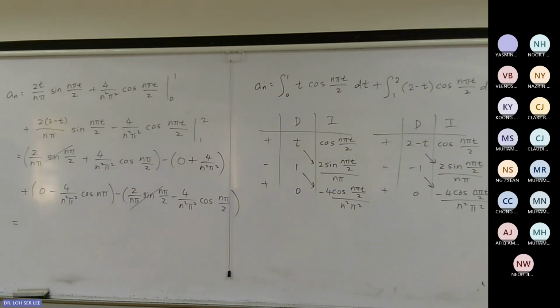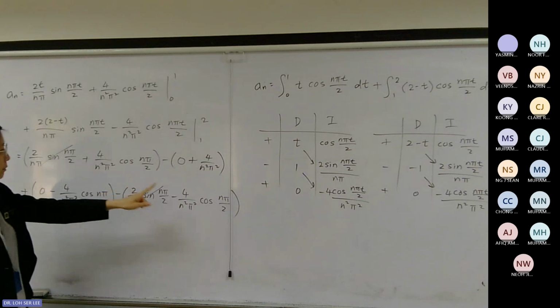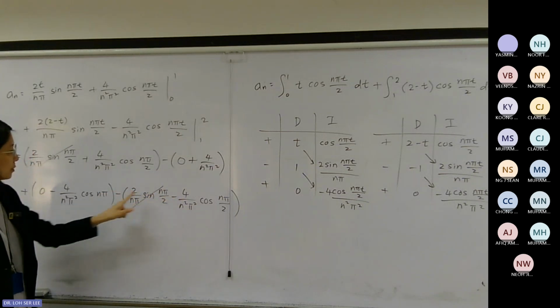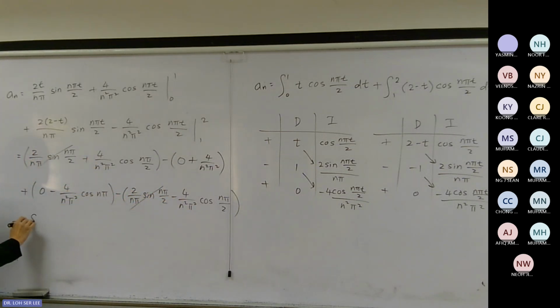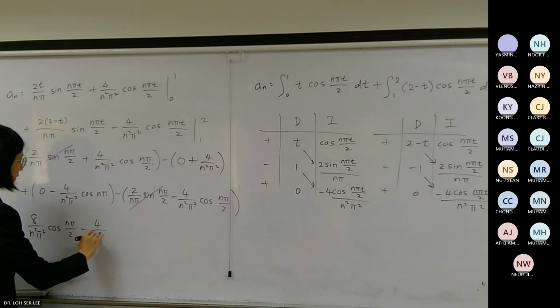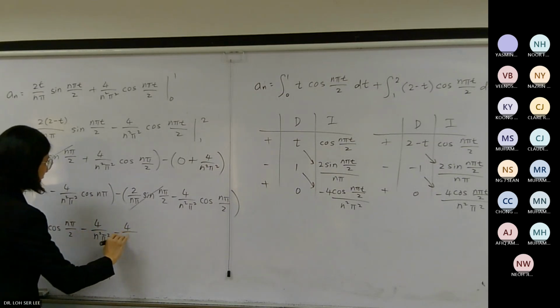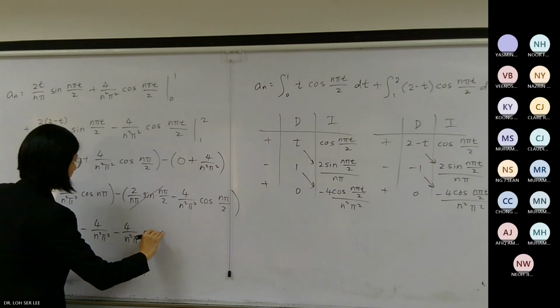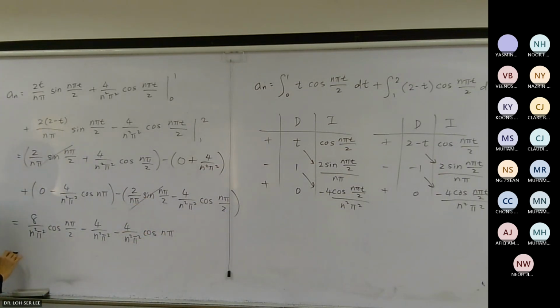Cancel out the 2 over n pi sine n pi over 2. And this is the same with this. Minus, minus, we have plus. So 4 plus 4, we have 8. For this 2, then we have this one and this one. Factorize 4 over n squared pi squared.